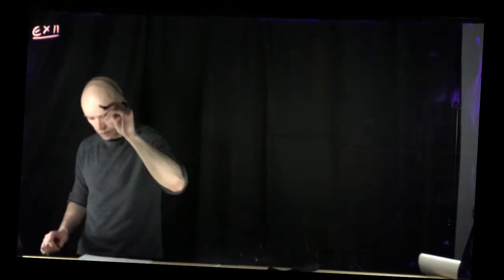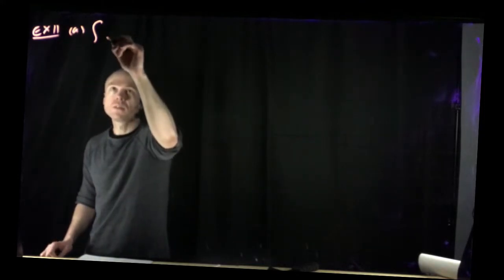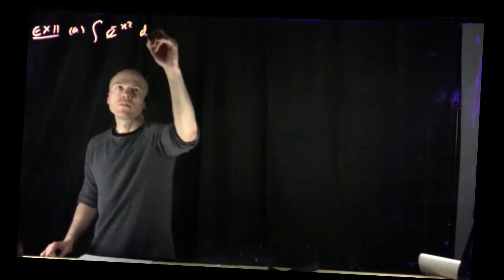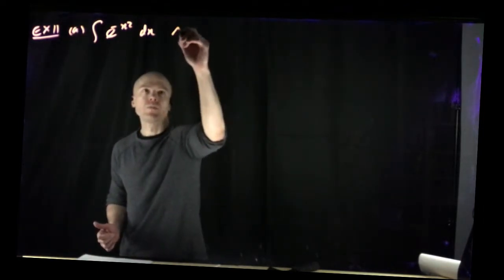So one of the things I promised about Maclaurin series and Taylor series is that it allowed us to calculate things that were otherwise totally out of range. So this is an example. This is example 11, and it has parts A and B. Part A is this: find the antiderivative of this function as an infinite series.